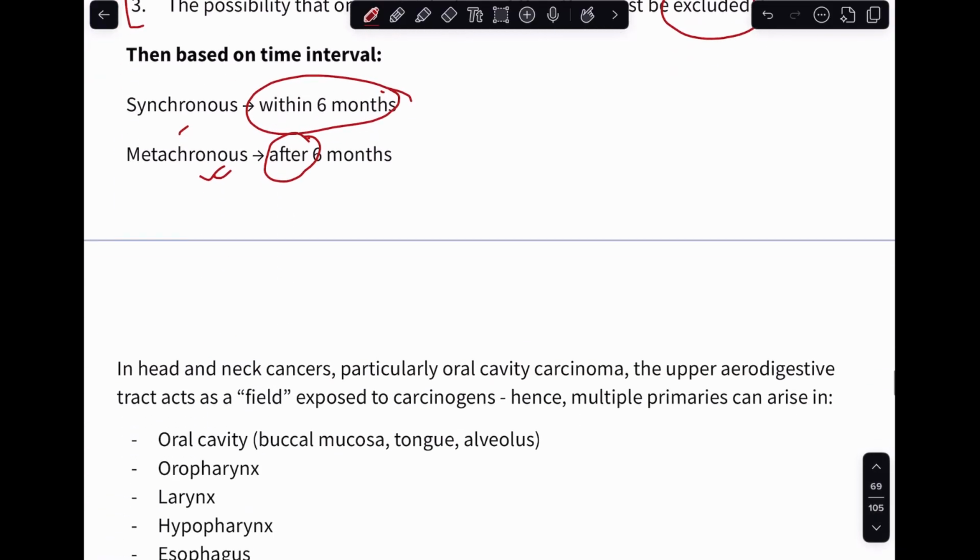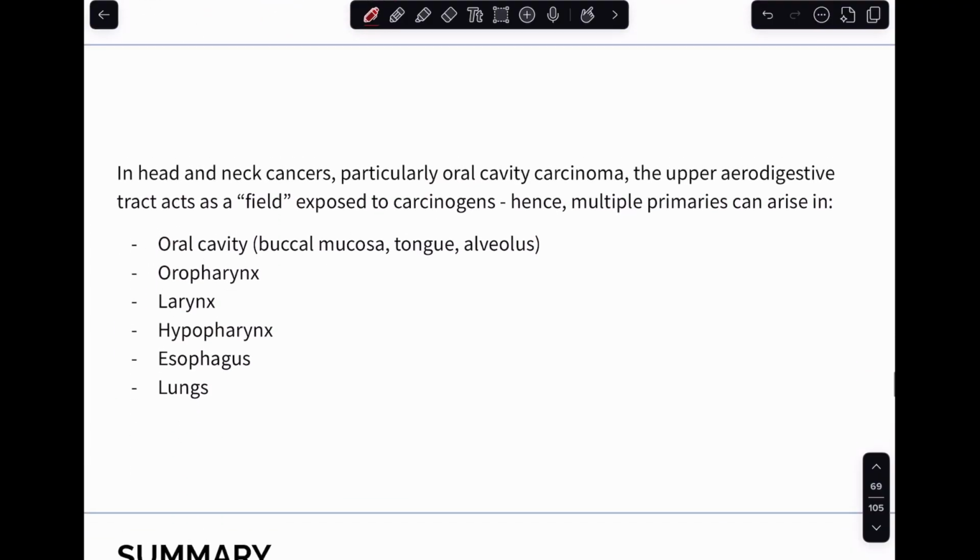So in head and neck cancer, particularly oral cavity cancer, the whole upper aerodigestive tract is the field which has been exposed to the carcinogens. So we have to check all of these regions, which are the oral cavity, the buccal mucosa, tongue, alveolus, etc., oropharynx, larynx, hypopharynx, esophagus, and even the lungs.